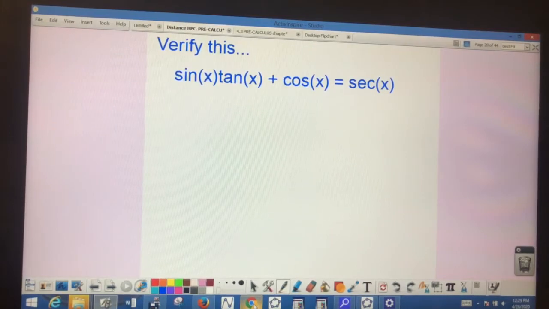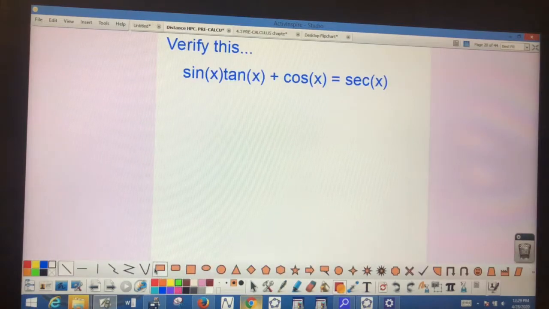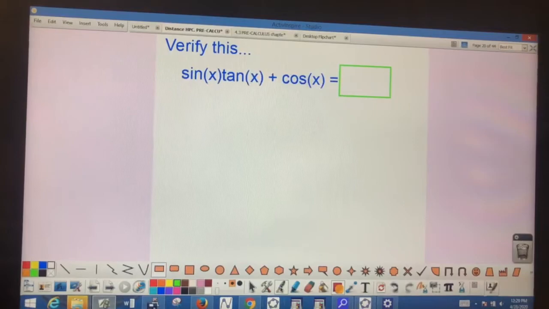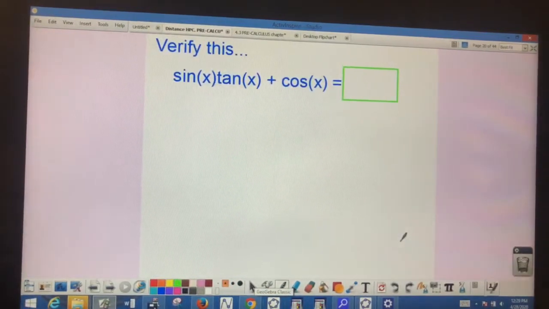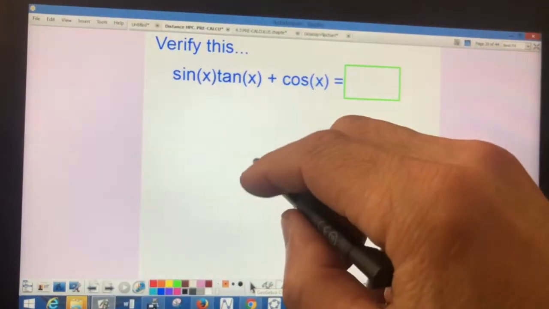Okay, so verifying this. Let's see what we got. Verify is nothing more than trying to make this side simplified and make it look like this side. Sometimes I like to block this out so I don't get to see it. I want it to look like this. I want it to be a secant of x, but how do I go from here to make it look like a secant of x? That's the question. That's our task.